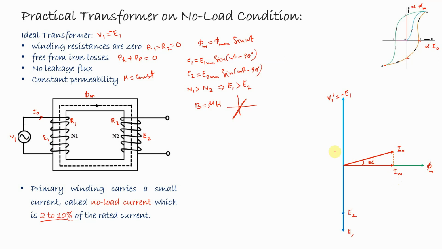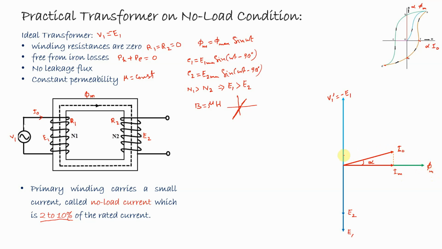If you remember, in the ideal transformer, we have shown only Im. We have not shown I naught there. We have shown only the Im in case of the ideal transformer. And this Im current is responsible for this flux production. So in a practical transformer also, the current Im will flow and it will be in phase with the phi m.